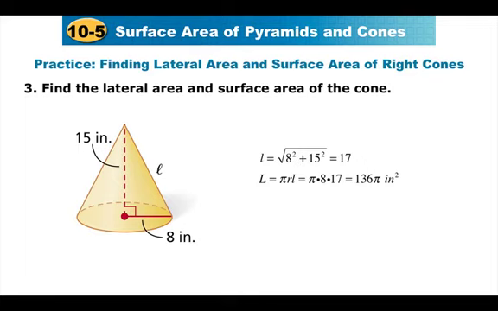To find the actual surface area, it is the lateral plus the base. So that's why you see pi r squared, because the base is a circle. Simplify this, add it to 136 pi, and you end up with 200 pi square inches for the surface area of this cone.